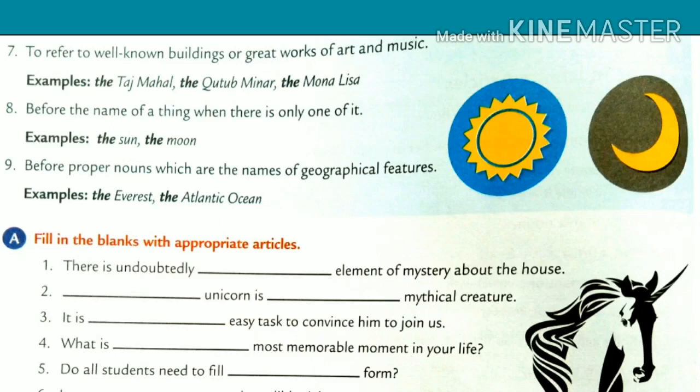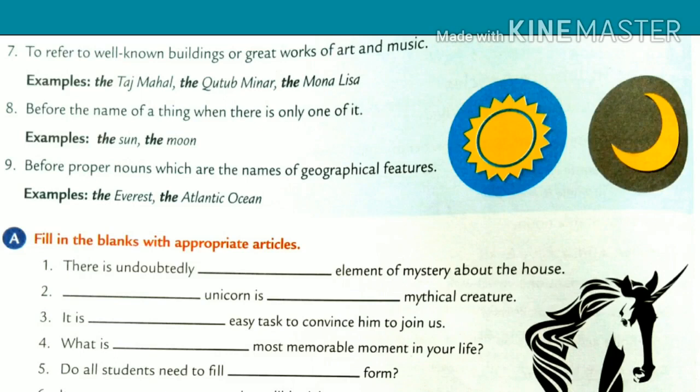Are you clear where we have to use indefinite article and definite article? Shall we see an exercise about that? First one, fill in the blanks with appropriate articles. First sentence: there is undoubtedly dash element of mystery about the house. See the word element. It begins with a vowel sound. So we have to use an. There is undoubtedly an element of mystery about the house.